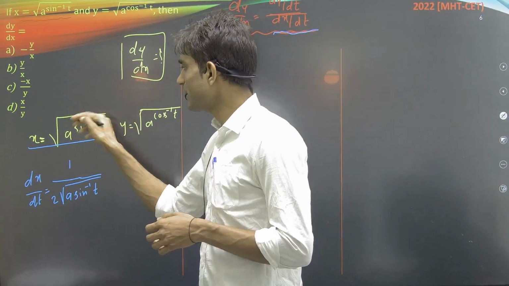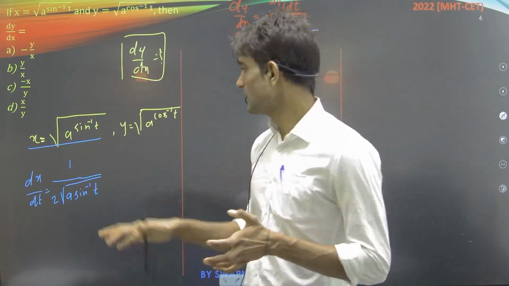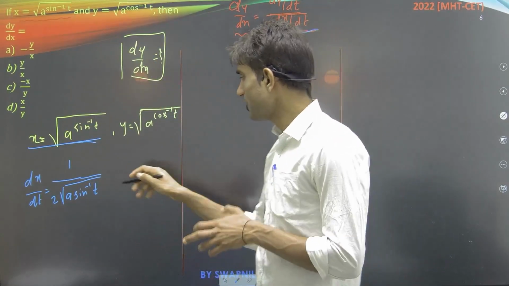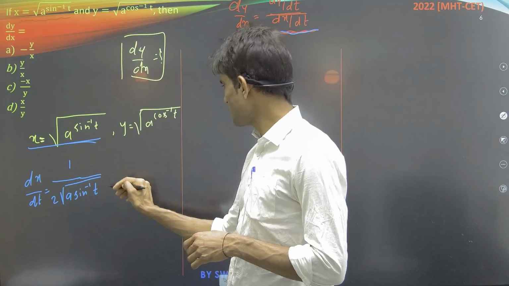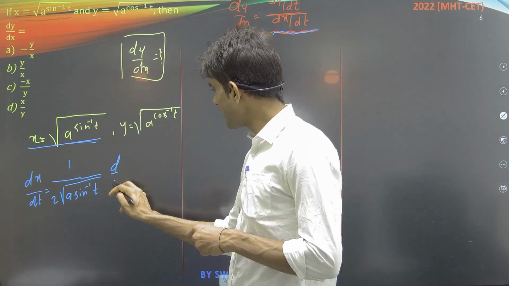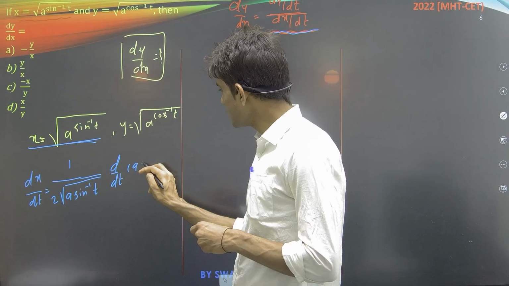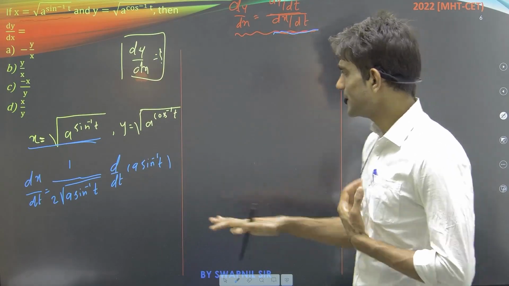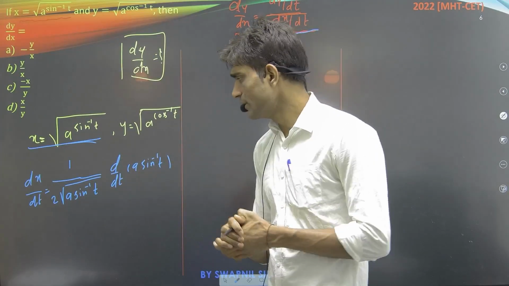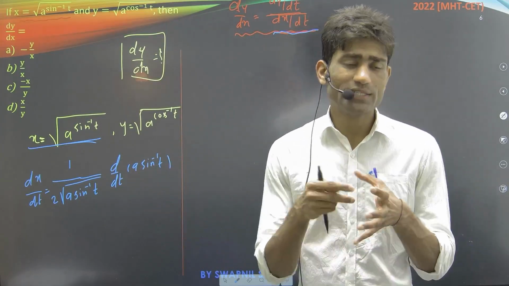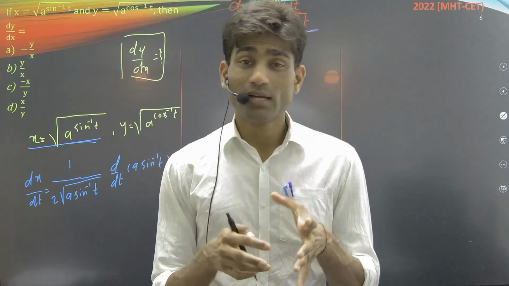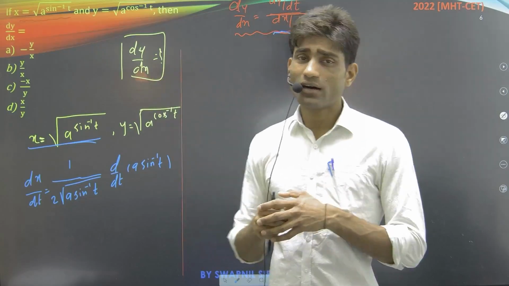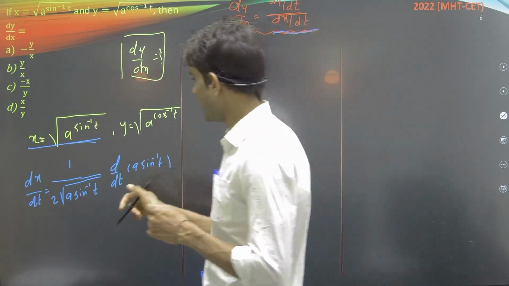And as we have a function under a function, a square root of another function, we also differentiate the inner function: d by dt of a to the power sine inverse of t. This involves an inverse trigonometric function, and we know that sine inverse of t has differentiation 1 upon square root of 1 minus t square. Now substitute this value.